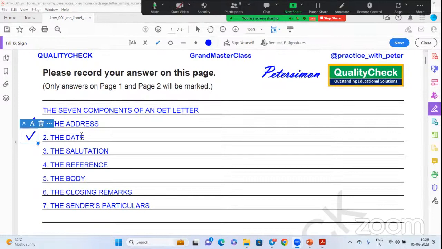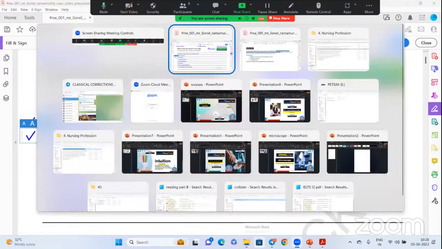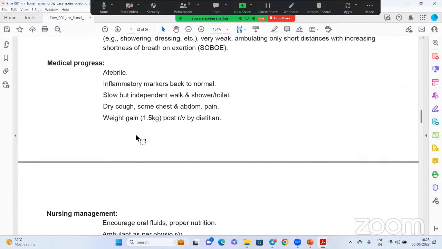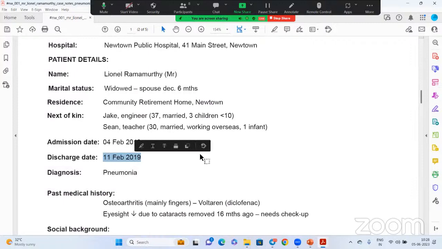So now we are going for the date. Now let us take the date. Miss Georgian Pontford, resident community nurse, community retirement home, 103 Light Street and Newton. This is the address. We have taken this information from here. Then we will take the date. Date is here, 11 February 19. This is the discharge date, but today's date is 10th February 2019.